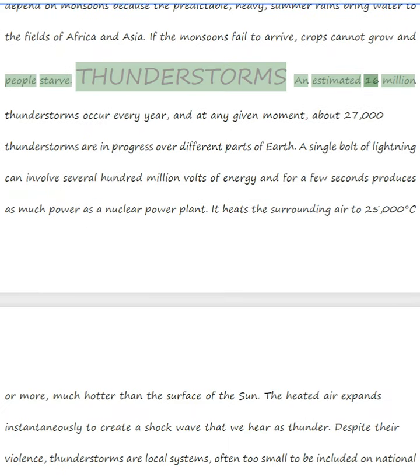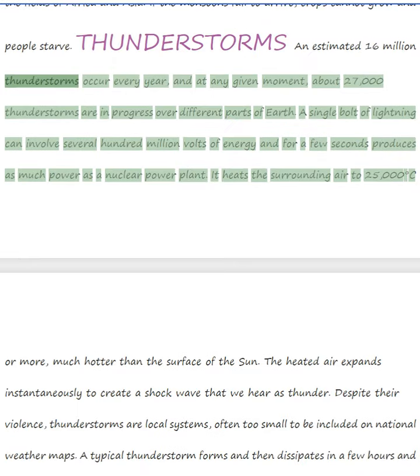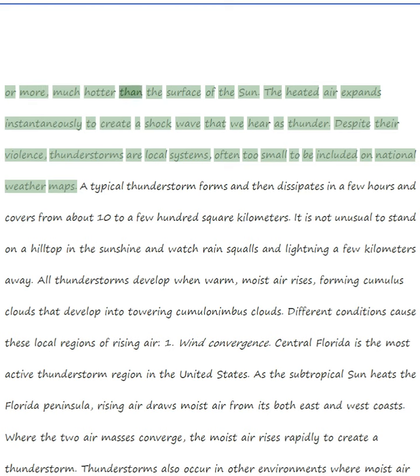Thunderstorms. An estimated 16 million thunderstorms occur every year, and at any given moment, about 27,000 thunderstorms are in progress over different parts of Earth. A single bolt of lightning can involve several 100 million volts of energy and for a few seconds produces as much power as a nuclear power plant. It heats the surrounding air to 25,000 degrees Celsius or more, much hotter than the surface of the Sun. The heated air expands instantaneously to create a shock wave that we hear as thunder.